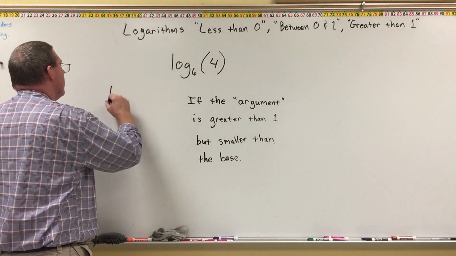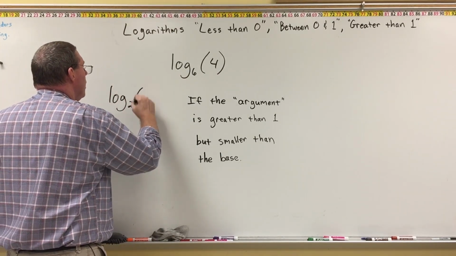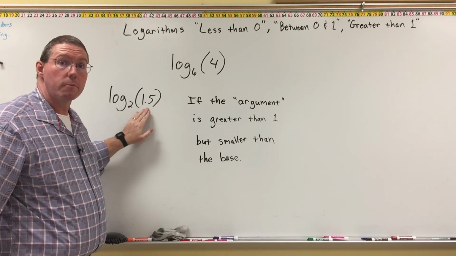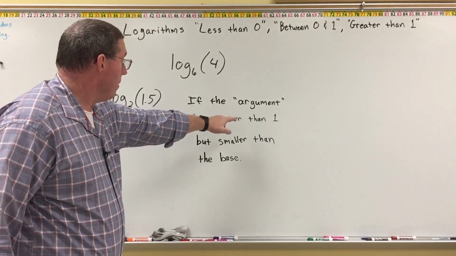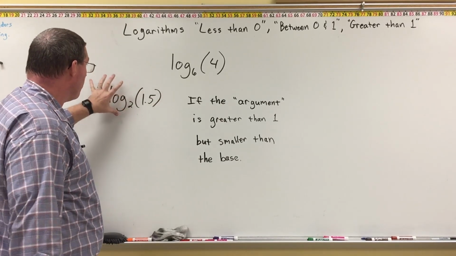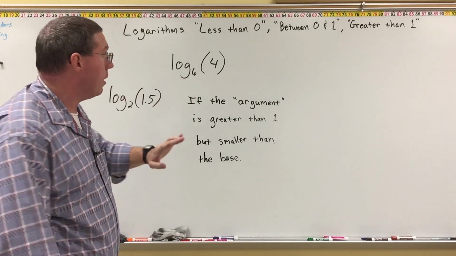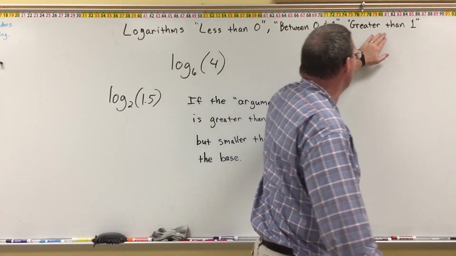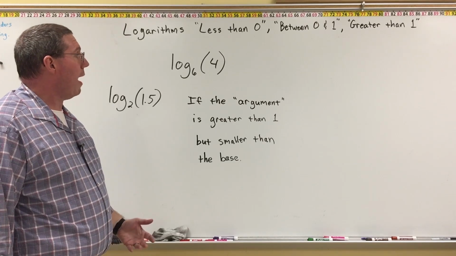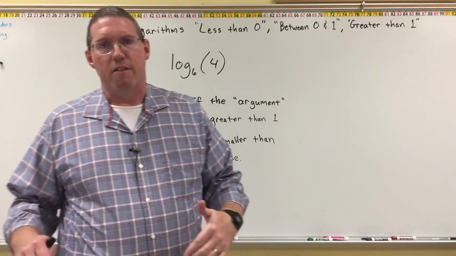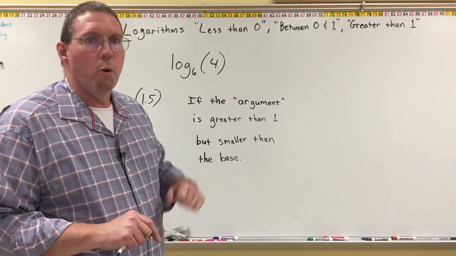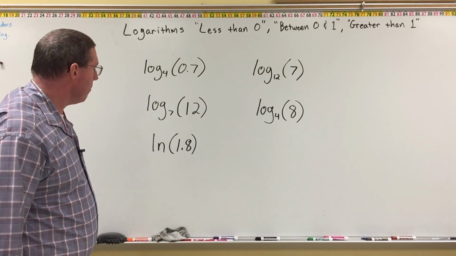So let's say we had something like log base 2 of 1.5. Well, 1.5 is larger than 1, right? But it's smaller than 2, it's between 1 and 2, and therefore, for this logarithm, whatever the answer is, we don't care what it is, we just want to know, is it less than 0, between 0 and 1, or greater than 1? The answer is between 0 and 1. And so what I want to do now is give you about 4 or 5 examples, and I'm going to let you decide whether each one is less than 0, between 0 and 1, or greater than 1. All right, here's 5 quick examples.